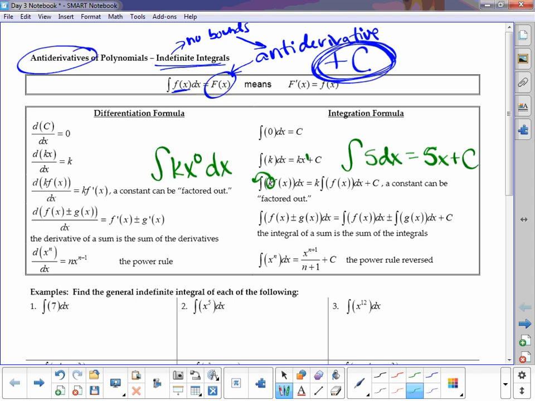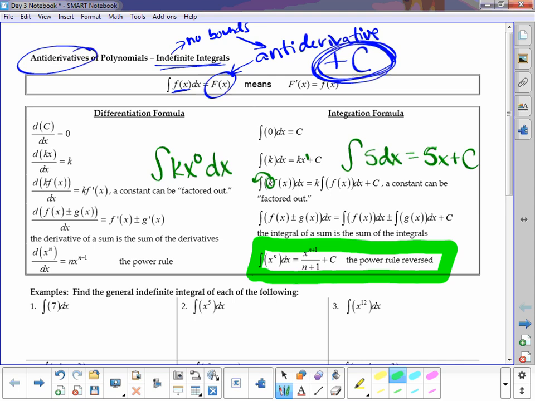Alright, now this last piece, this is our biggie for today. So this is kind of the biggest rule for polynomial integration. Integrating polynomials really isn't that exciting. It's more fun to integrate trig functions and natural log and exponentials. They all have their own individual rules, but for a polynomial function, this is the main rule that we deal with. And this is essentially the power rule reversed.